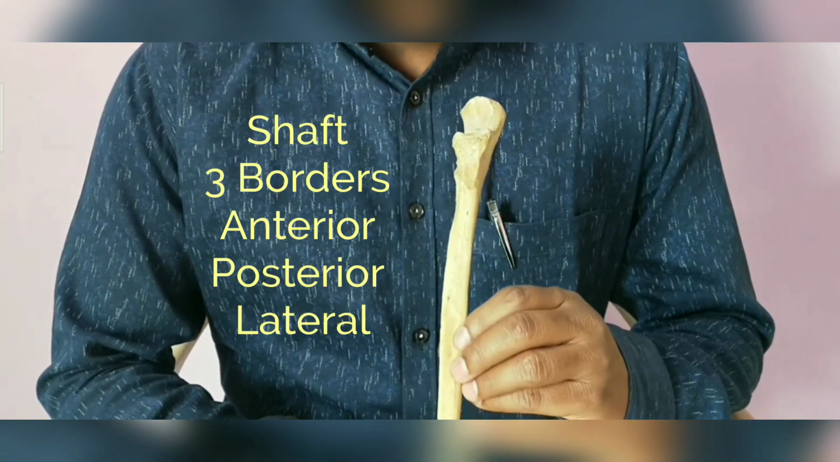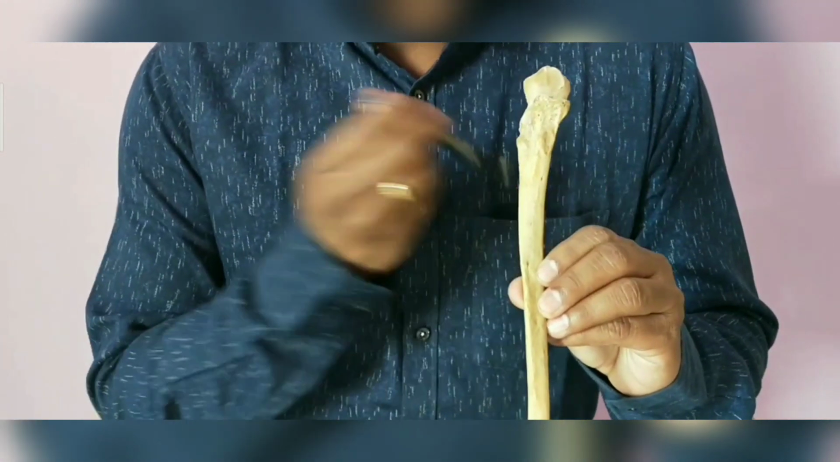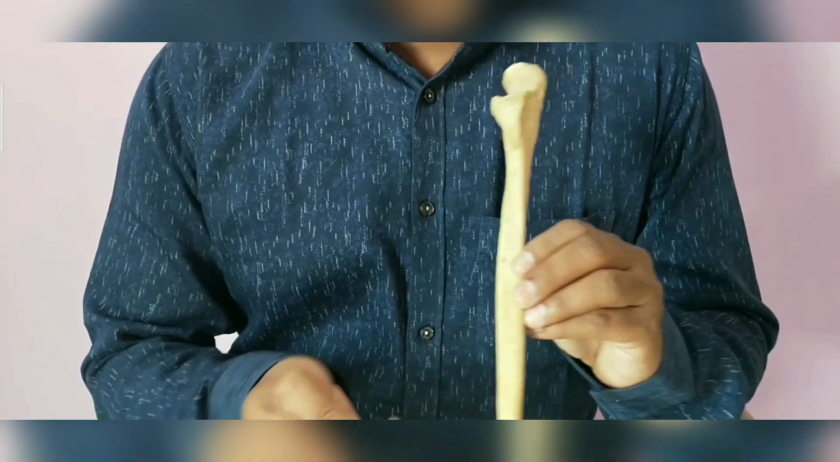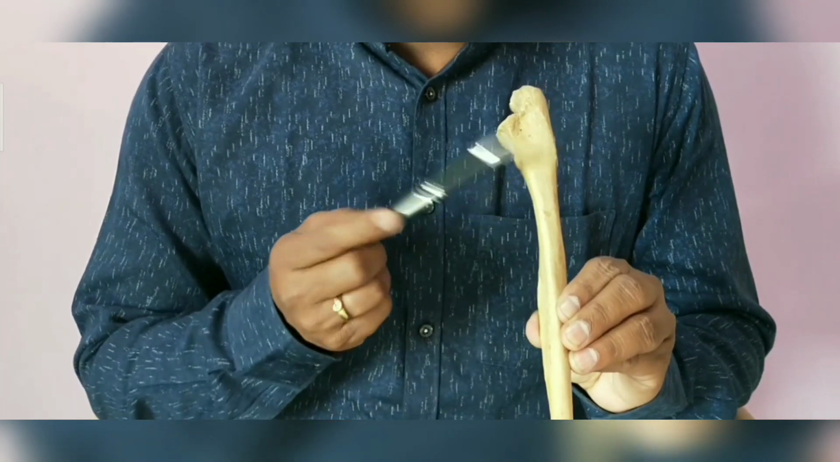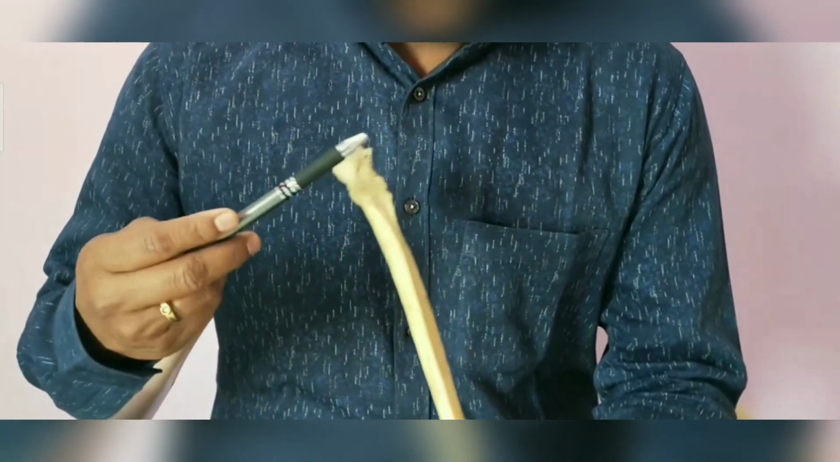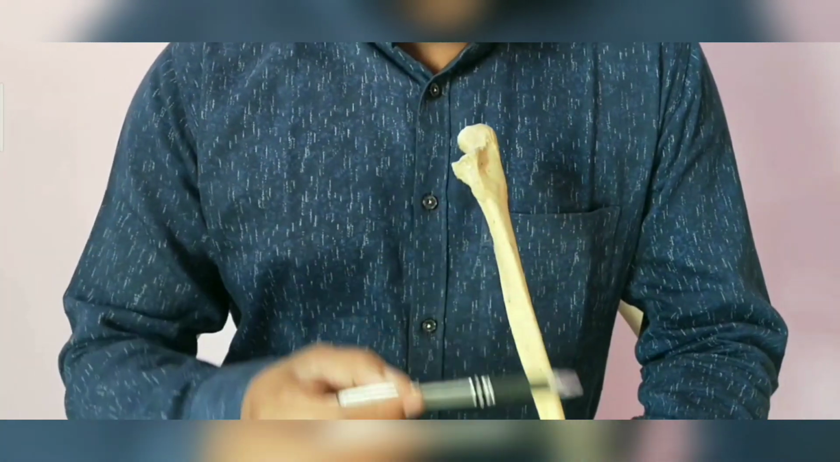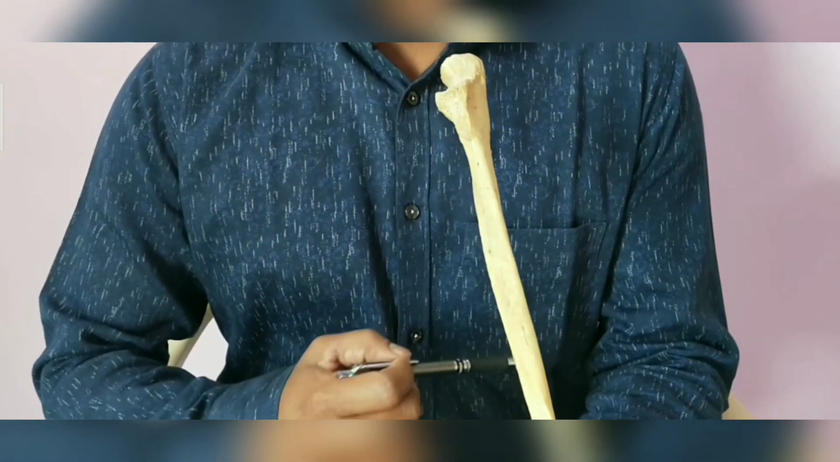The shaft of the ulna has three borders and three surfaces. This is the sharpest border, known as the lateral border. This is the anterior border, and behind this is the posterior border. So anterior border, lateral border, and posterior border. These are the three borders.